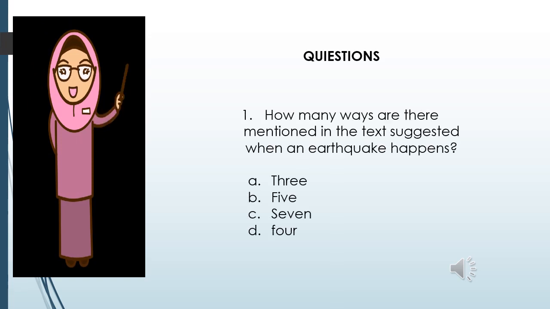Question 1. How many ways are mentioned in the text to suggest what to do when an earthquake happens? A. 3, B. 5, C. 7, D. 4.